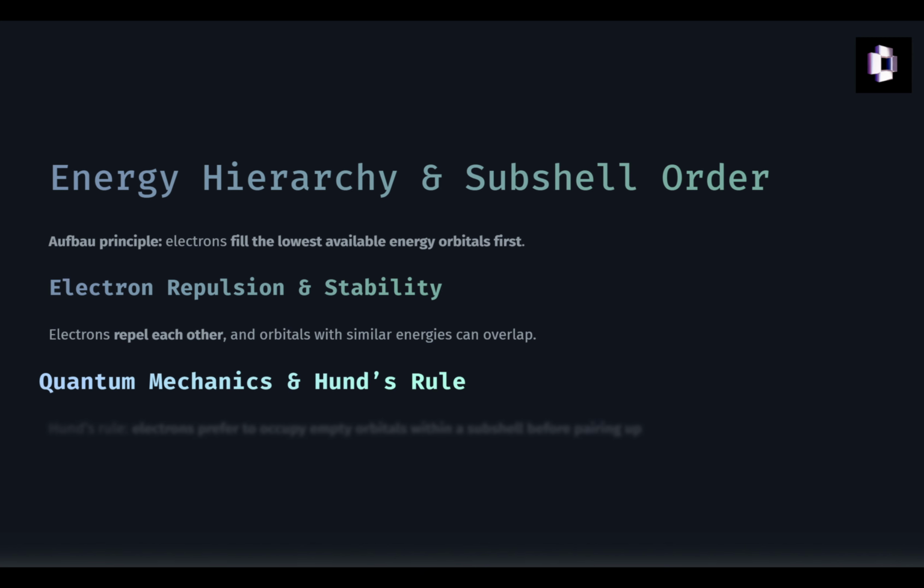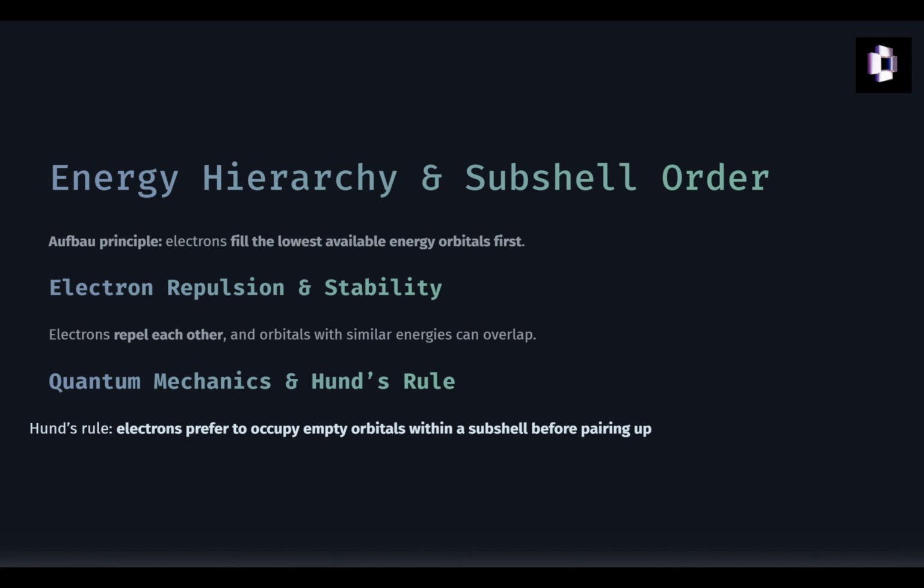And thirdly, we have quantum mechanics and Hund's rule. Hund's rule states that electrons prefer to occupy empty orbitals within a subshell before pairing up, which affects how electrons distribute themselves across d orbitals.